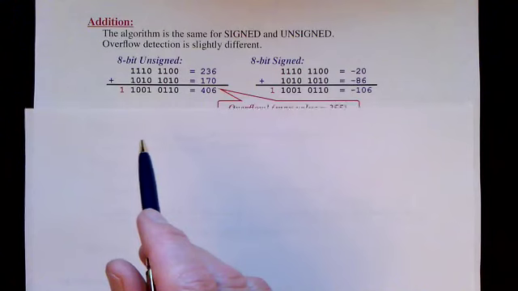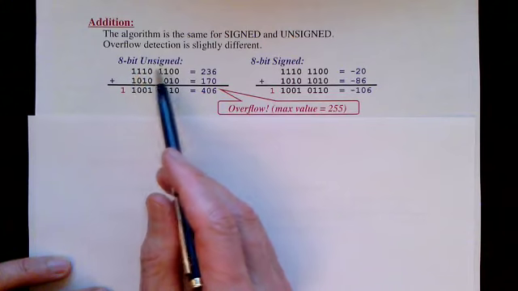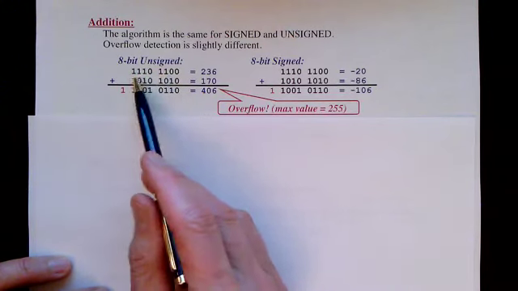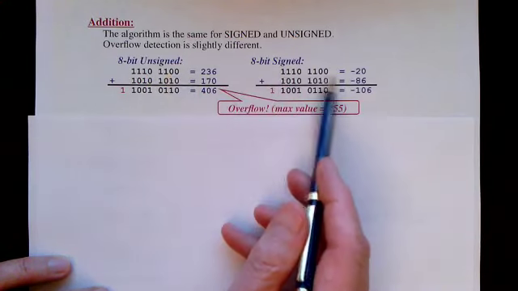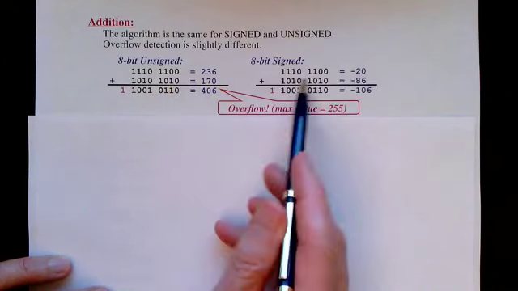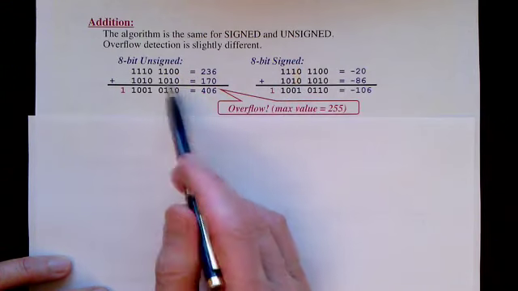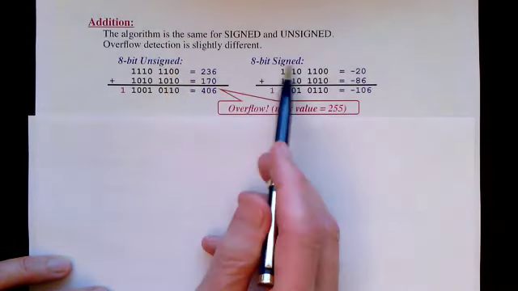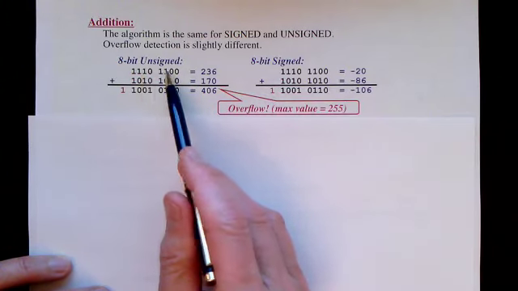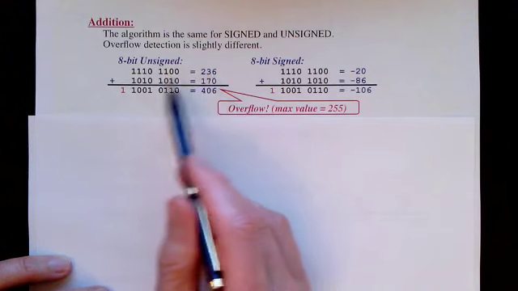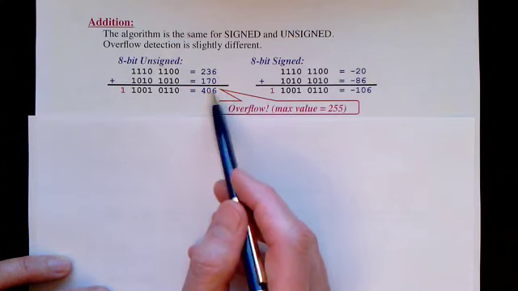So let's look at these 2 examples here. Here we have the same 2 numbers. This is EC, and AA. We're going to look at them as unsigned numbers here, and then signed numbers over here. As an unsigned number, EC is 236, AA is 170. And when we add them, our answer is 406.